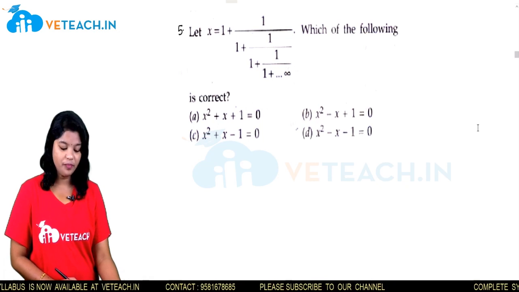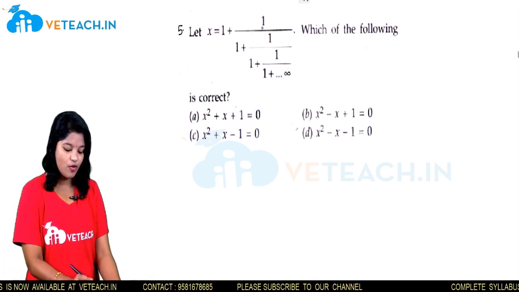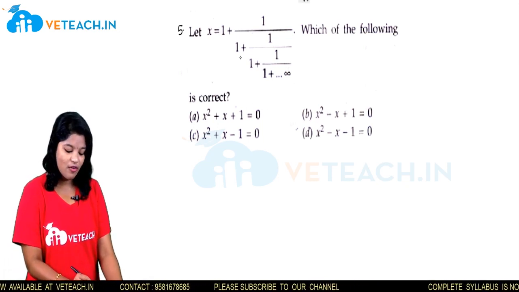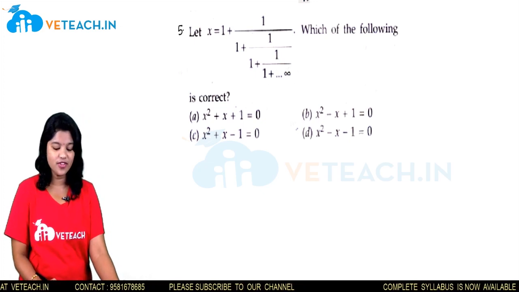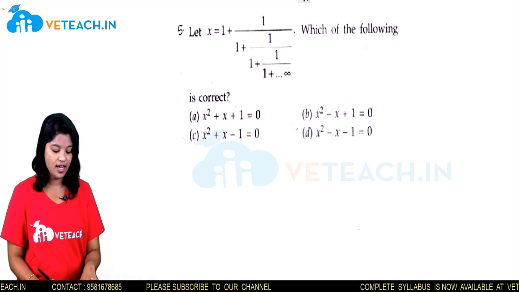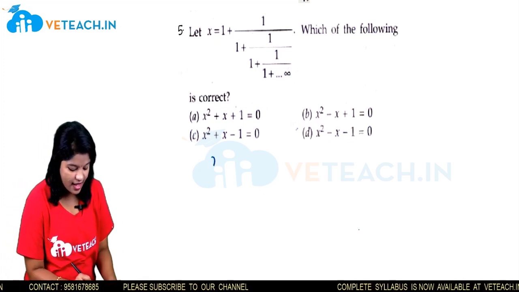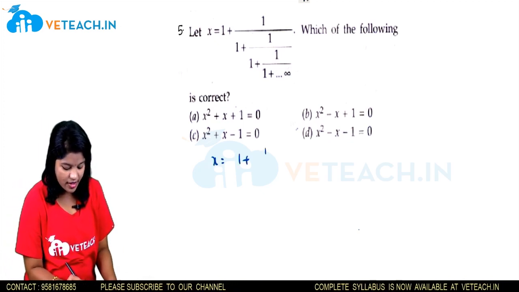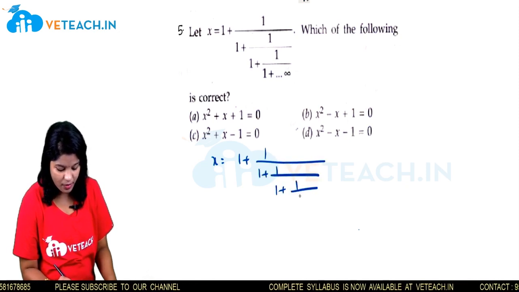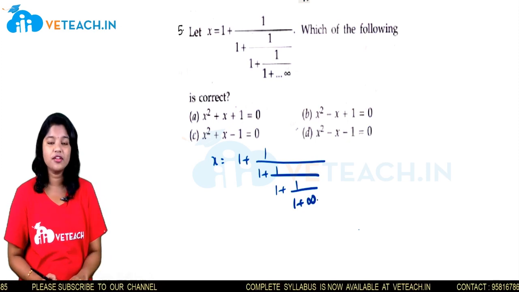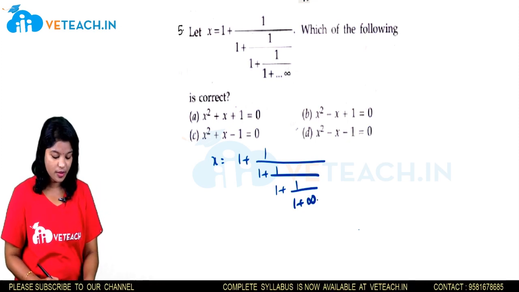See the next question. Let x be equal to 1 plus 1 by 1 plus 1 by 1 plus 1 by, and so on up to infinity. Which of the following is correct? So here they have given x is equal to 1 plus 1 by 1 plus 1 by 1 plus, and so on up to infinity.